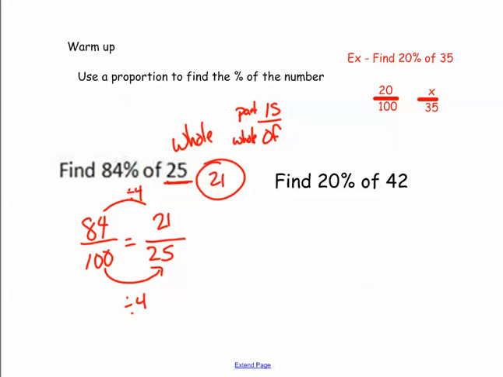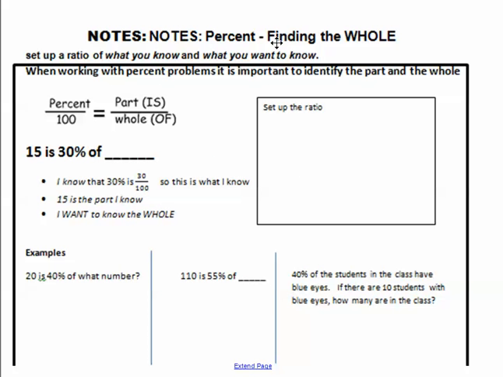All right. So let's extend that a little bit today. Today we're going to talk about finding the whole. So here is my problem for today. 15 is 30% of what number? Do you see the difference in what I'm saying here? In this case, I want to know what my whole is. I did not give you the whole. So that's what we're trying to figure out today.